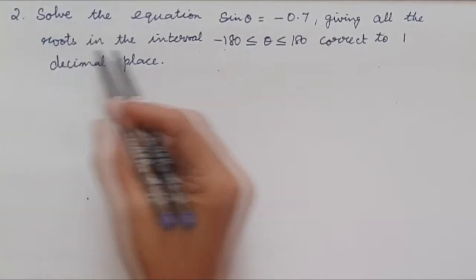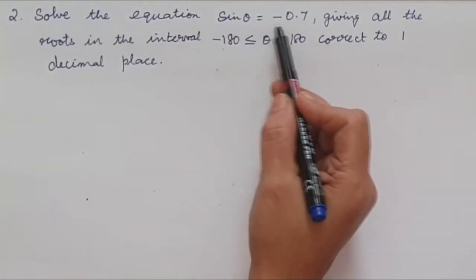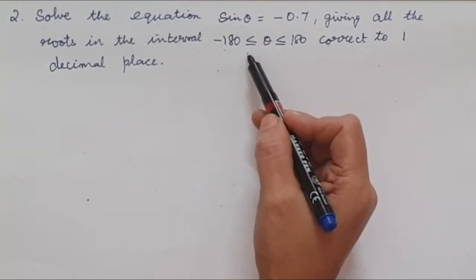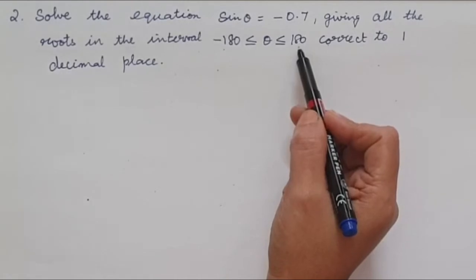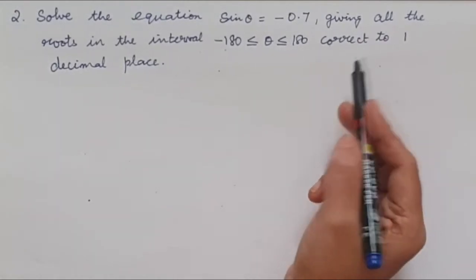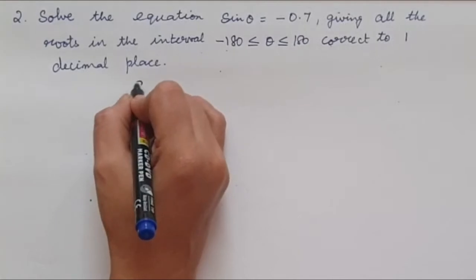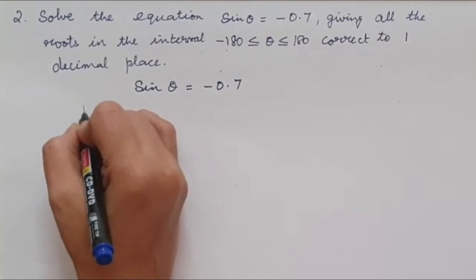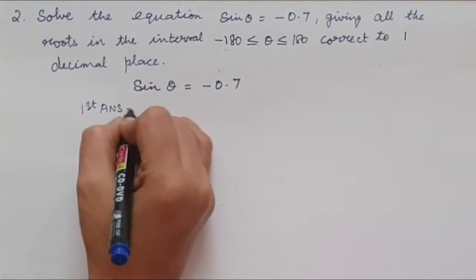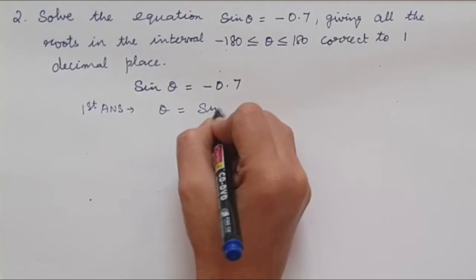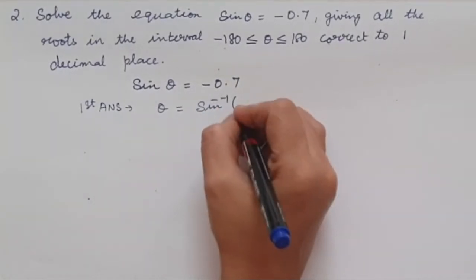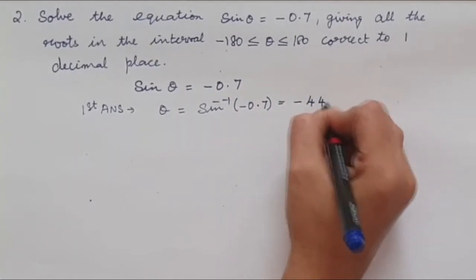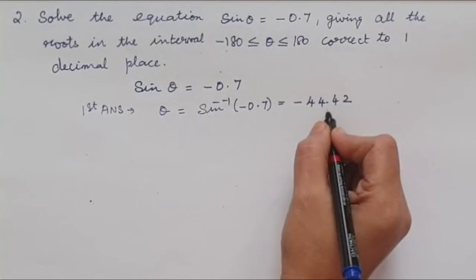Now our second question: solve the equation sin theta equal to minus 0.7, giving all the roots in the interval minus 180 less than or equal to theta less than or equal to 180, correct to one decimal place. So now we'll use the same procedure we did before. Sin theta equal to minus 0.7. So our first answer, theta will be equal to sine inverse of minus 0.7, which will give us an answer of minus 44.42. This is our first answer.